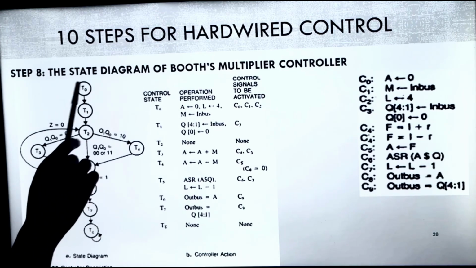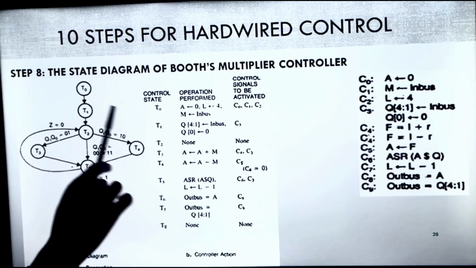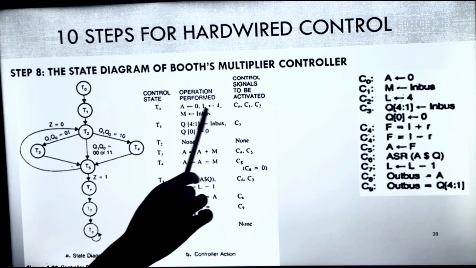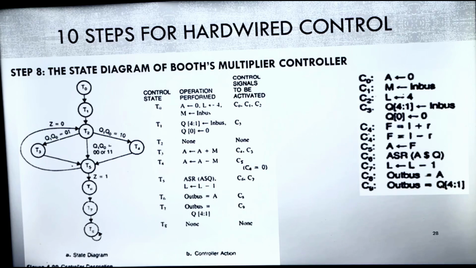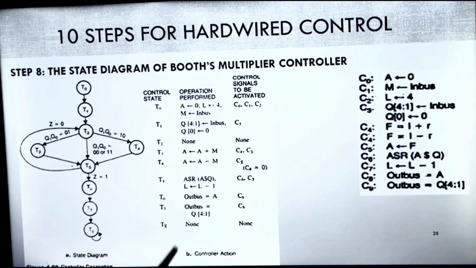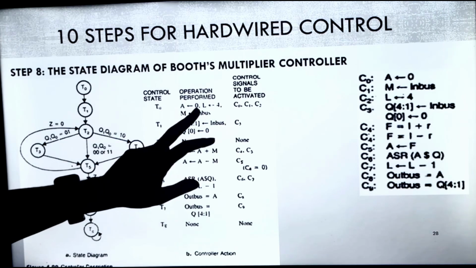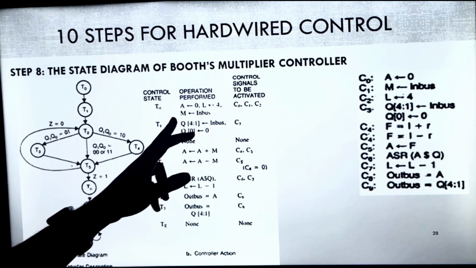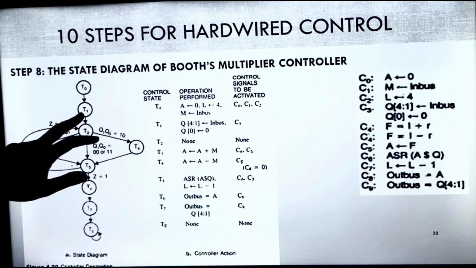T0 is the first step of the algorithm, where I can initialize all these things like A equals 0, L equals 4, and M equals inverse. I don't need 3 clock pulses to get all these things, right? These are very simple tasks. So in 1 clock pulse only I'll finish these 3: A equals 0, L equals 4, M equals inverse. What is M? Multiplier. And in the second clock pulse T1, what will I do?